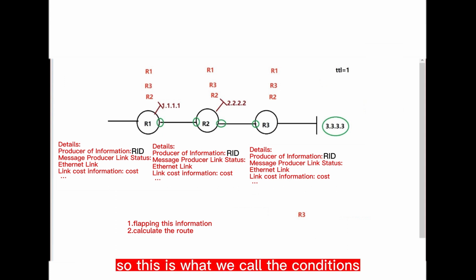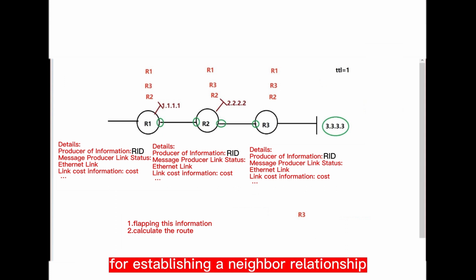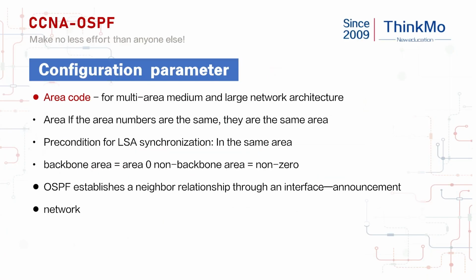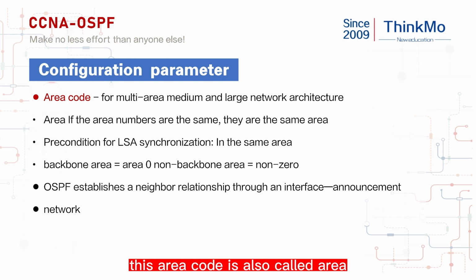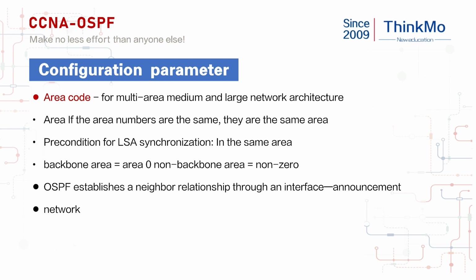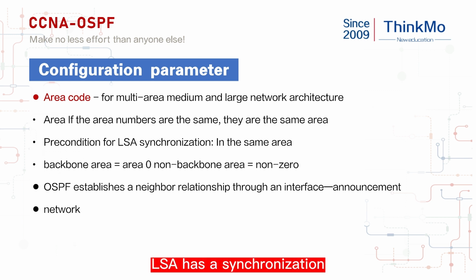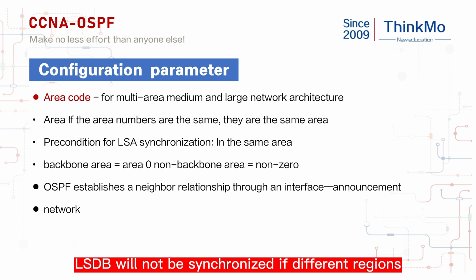So this is what we call the conditions for establishing a neighbor relationship. For OSPF, this area code is also called area. It has a rule. If the area code is the same, then it is the same area. If the area code is different, different areas. LSA has a synchronization prerequisite: it must be in the same area. LSDB will not be synchronized if in different areas.